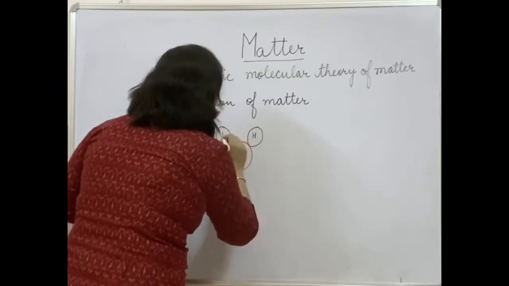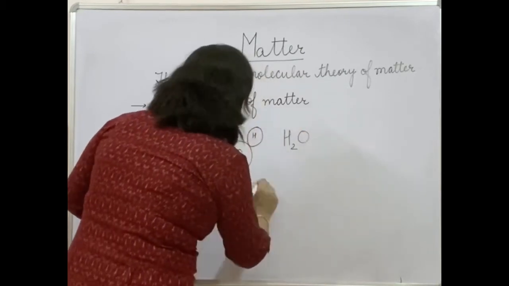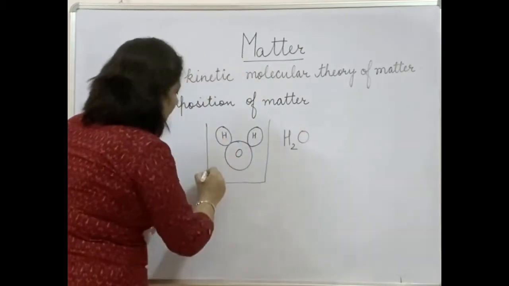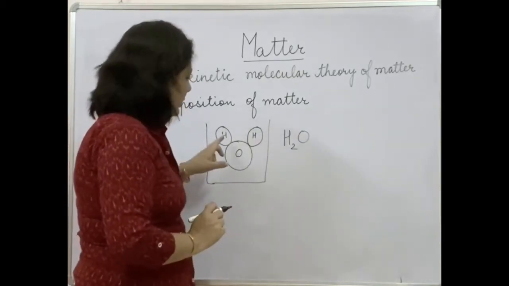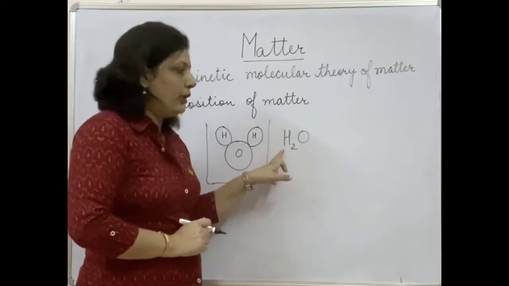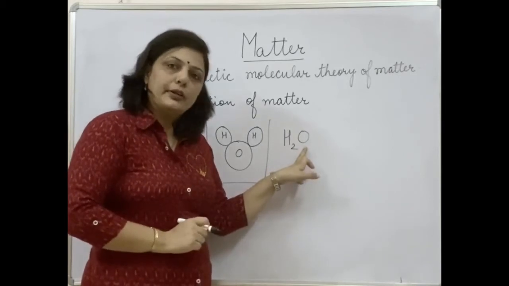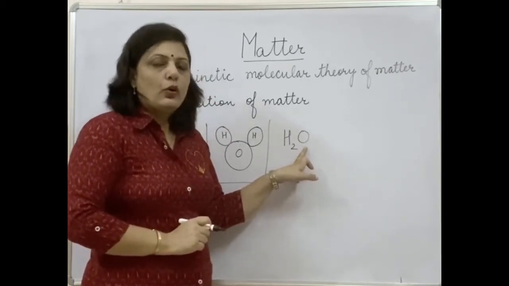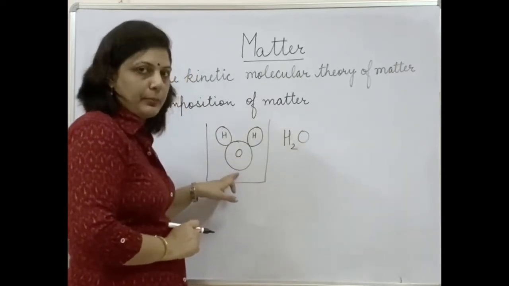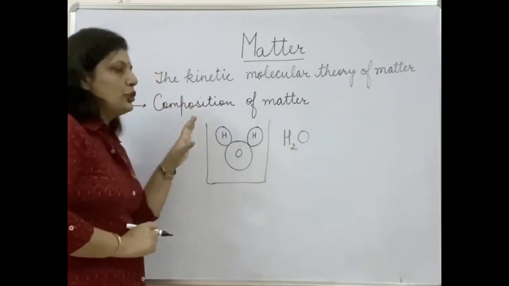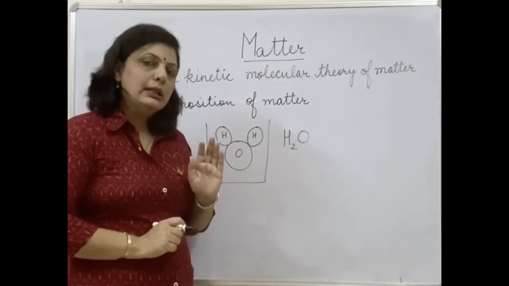Now we know, according to the symbol, this is water. So all the molecules present in water will have this same molecule attachment. One molecule of water will have 2 atoms of hydrogen and 1 atom of oxygen. So if you take 100 molecules of water, then also each molecule will have 2 hydrogen atoms and 1 oxygen atom. This means the composition of matter, when we talk about a particular matter, will always remain the same.